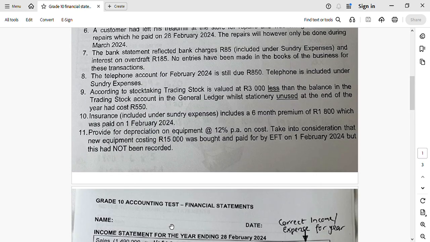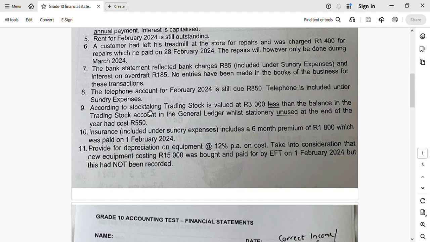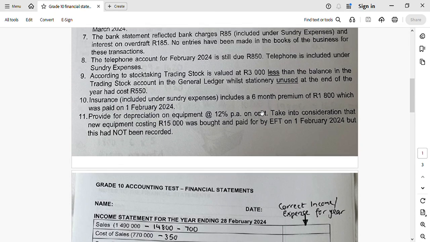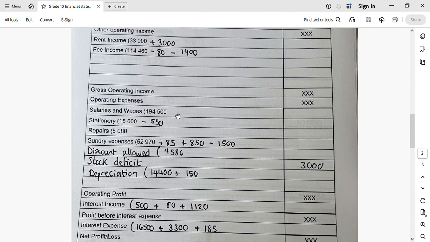Okay, the next one. According to stock taking, trading stock is valued at 3,000 Rand less than the balance in the stock account in the ledger. So we counted the stock and it was 3,000 Rand less than what the balance said it should be. So that is a stock deficit, which is an expense.